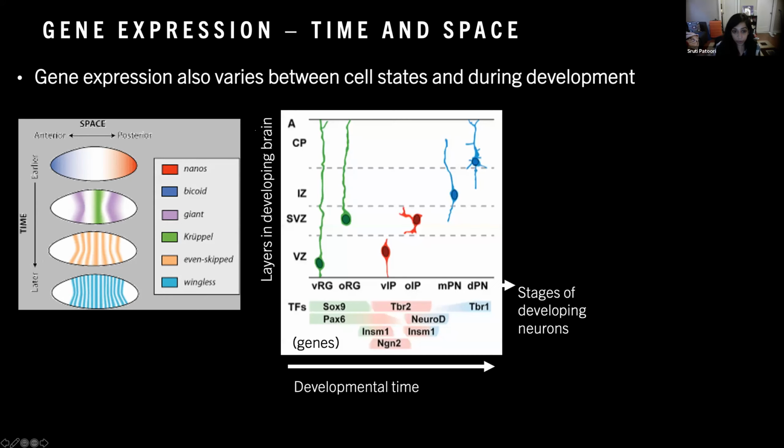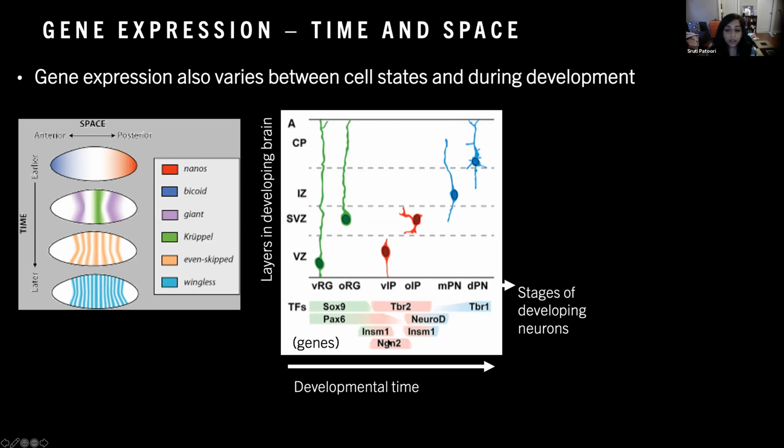And when we come to vertebrates, this is a schematic from the vertebrate brain. I know all of these acronyms are wild looking, but down here where it says TFs, that stands for transcription factors. These are just some of the different genes that can be expressed during vertebrate brain development, from a very early, immature neuron, which we usually refer to as a progenitor, all the way to a more mature neuron. And these are the different layers of the developing brain. Very early in development, SOX9 and PAX6 are expressed, and we can expect that developing neuron to be here in those bottom two layers.